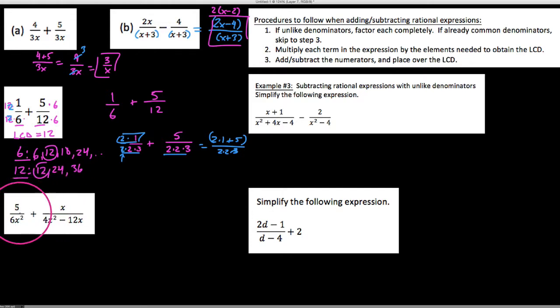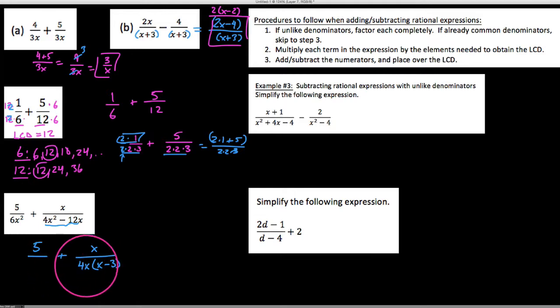We said that we have 5 over 6x squared plus x over 4x squared minus 12x. Now, the first thing I notice is that this has a greatest common factor. So I'm going to rewrite this as 5 plus, and I'm going to write an x over here. Notice that I didn't write this denominator yet. I'm going to leave that out for just a moment. But I would factor out a 4 and an x from both of these terms here, and it would leave behind an x, and I would think it's x minus 3.